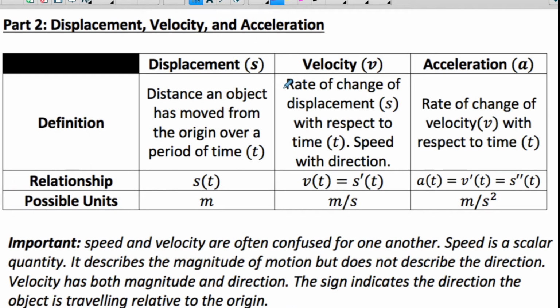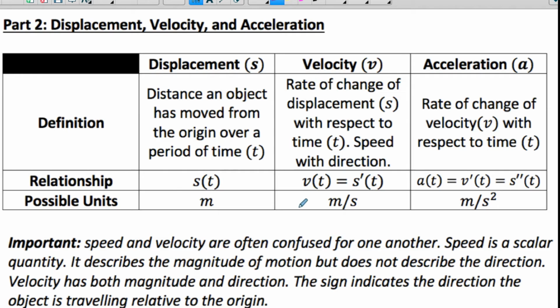Let's move on to part 2, displacement, velocity, and acceleration. This is directly related to what we were just talking about, the connection between a function, its first derivative, and second derivative. Displacement, remember, is the distance an object is from where it started. And we typically call that function d of t or s of t.